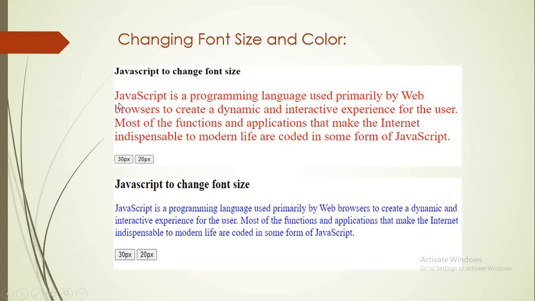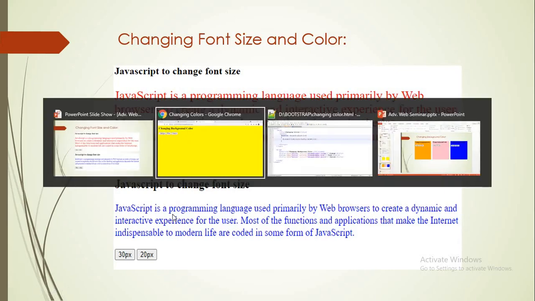And also the color should be changed. Whenever I click on this 30px button, the default font size will change to 30px, and its color also will be changed to red color. And when I click on this 20px, the font size will be reduced from 30 to 20, and also the font color will be changed from red to blue. So now let's code this.